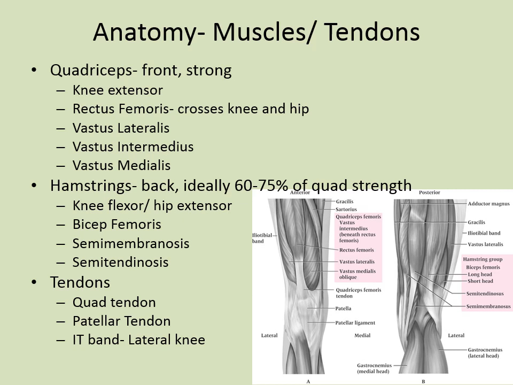The vastus lateralis is here on the outside, and the vastus medialis is here on the medial side or big toe side. The vastus intermedius is deep underneath this rectus femoris. So we have 3 of those, the vastus muscles, and then the rectus femoris sits on top.